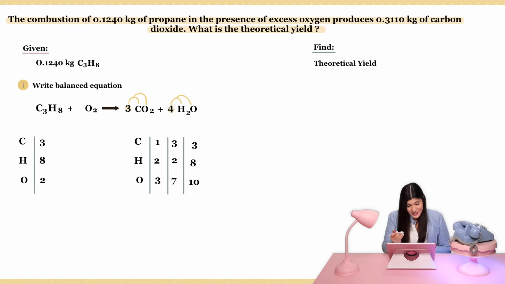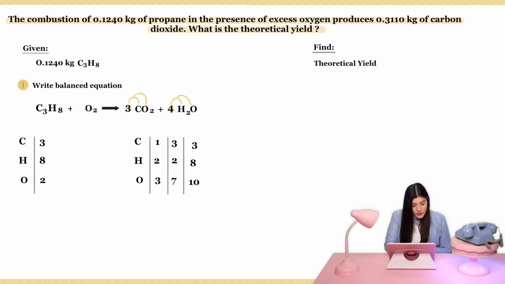Okay, so almost there. Now we're finally balanced with carbon and hydrogen. Now our oxygen is the last thing. So I have to place some sort of value here to multiply with 2 to give me 10. So 5 times 2 will give me 10.